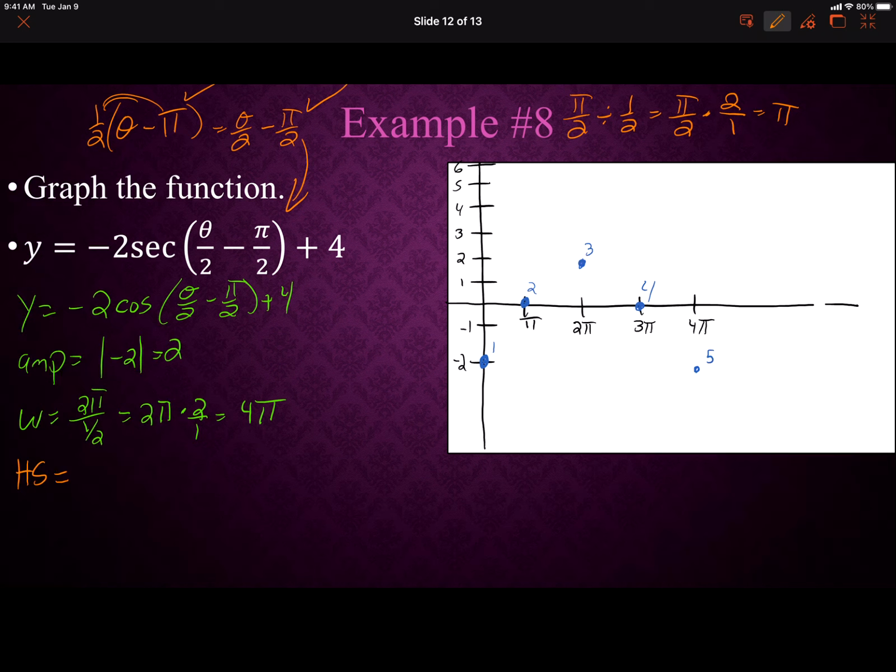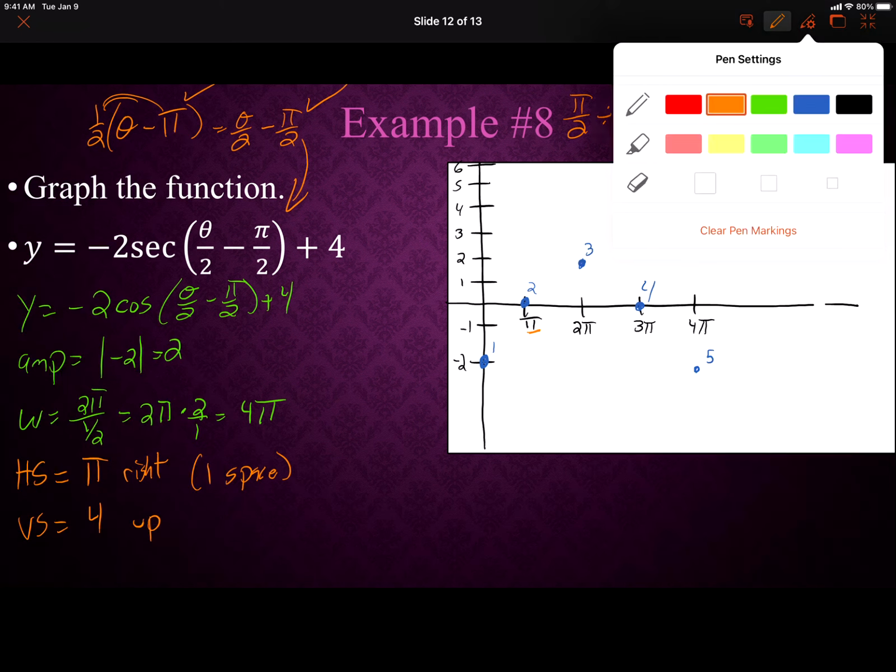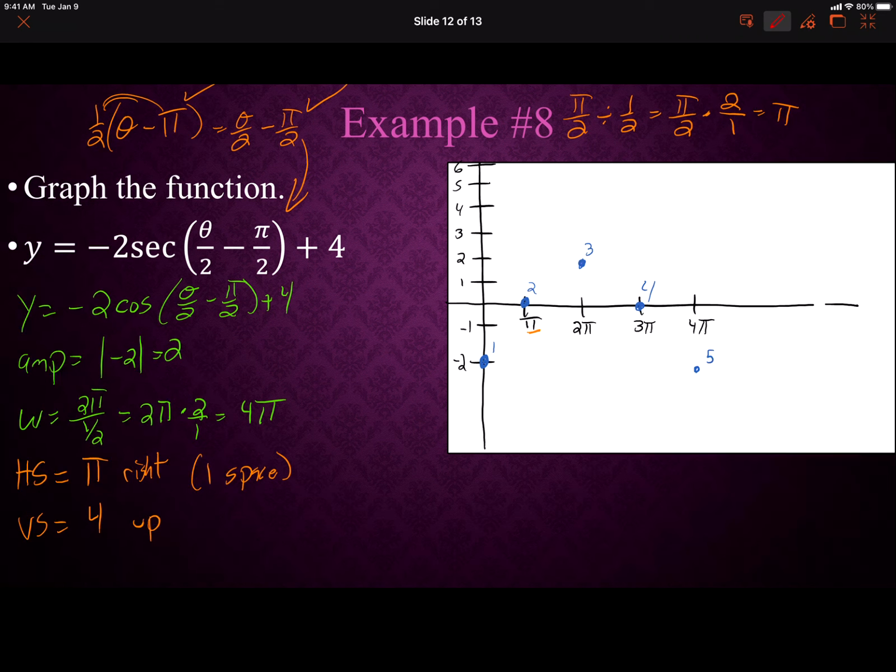It's a simple check. So we can recognize we're going pi to the right. Pi is simply the first value, so it's only one space right. Our vertical shift is 4 up, so we're going to be going 4 spaces upwards. So each point is going to go 1 right and 4 up, so point 1 is going to go here. Point 2, 1 space right, 4 up, so it's going to go up to 4. 3 is going to go 1 right, 4 up, so it's going to go up to the top of the graph at 6. 4 goes 1 space right, 4 up, so it's up to here.